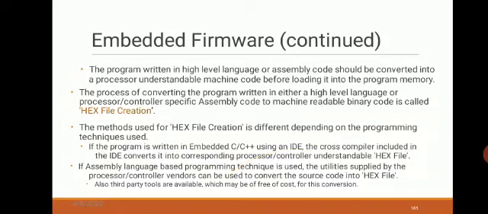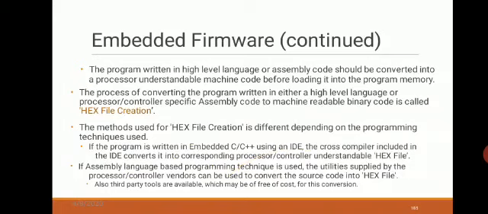That hex file will be created when you convert an assembly level language or high level language into machine level language. The method used for hex file creation is different, depending on the programming technique used. If the program is written in embedded C or C++ using an IDE, the cross compiler included in the IDE converts it into the corresponding processor or controller understandable hex file. If the assembly language based programming technique is used, the utilities supplied by the processor or controller vendors can be used to convert the source code into the hex file.